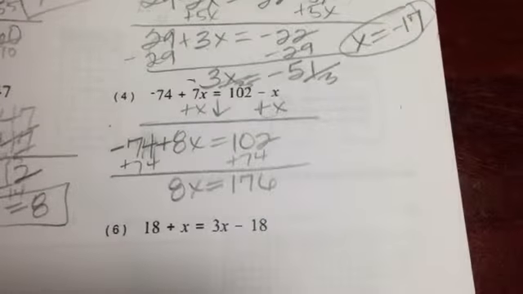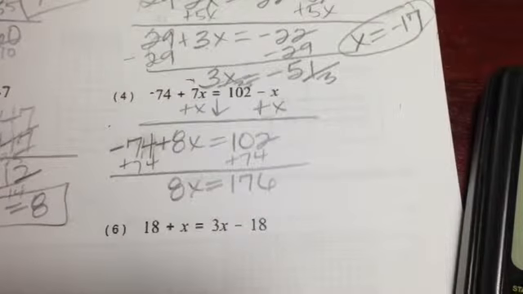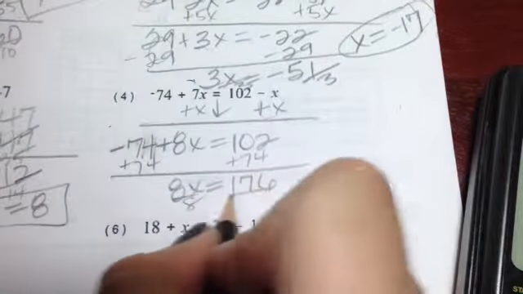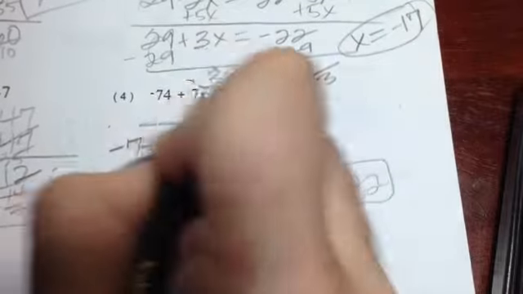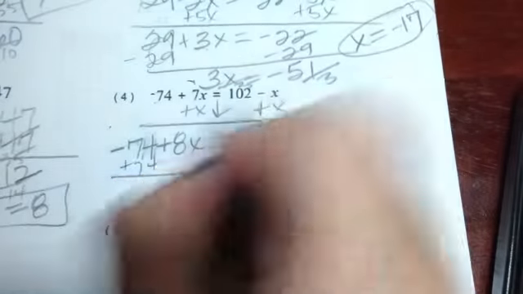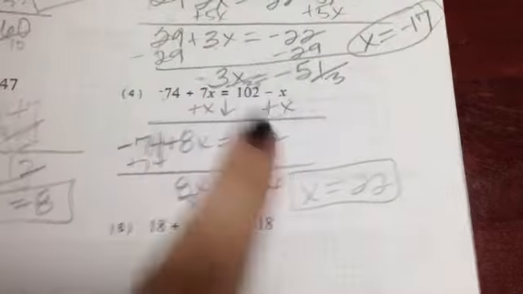Mr. P used my calculator and it was moved. 176 divided by 8, sorry about that, is going to leave me with 22. Plug it back into the left. It should be equal to whatever I get when I plug it into the right, which would actually be 80.